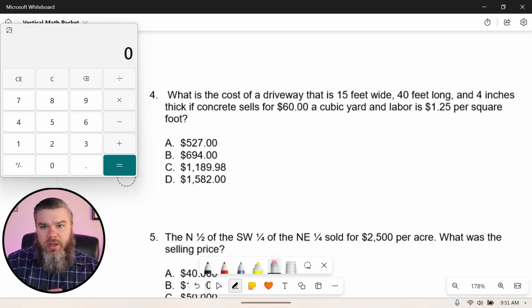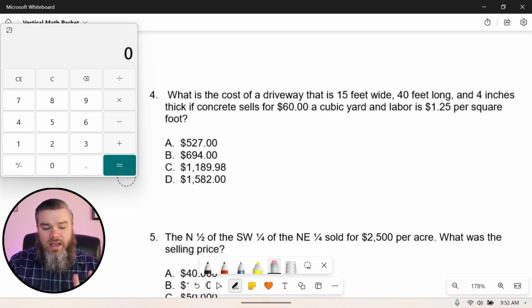Okay, so let's work through this one together because this is cubic yards, as I was mentioning, which have a tendency to give people problems because of the way that your brain has to calculate these cubic yards. 3 feet times 3 feet times 3 feet is 27 cubic feet. And that's the same as saying 1 cubic yard, because there are 3 feet in 1 yard. So let's work through this, and hopefully I can try to make some sense of it for you, because it is difficult. So what is the cost of a driveway that is 15 feet wide, 40 feet long, and 4 inches thick if concrete sells for $60 a cubic yard and labor is $1.25 per square foot?